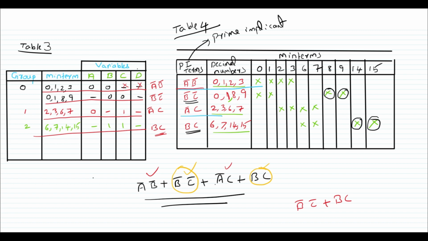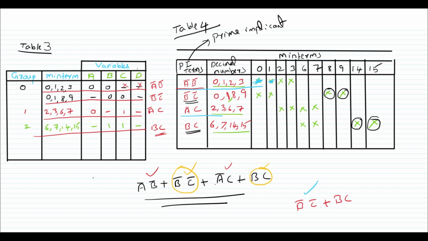If we check 0, it is available with A bar, B bar and B bar, C bar. So since it is available in B bar, C bar and we have already taken it in the answer, we can eliminate this. We don't need this because we don't need duplication. 0 is available with B bar, C bar. So A bar, B bar is not required. And 1 is also available with B bar, C bar. So A bar, B bar not required.